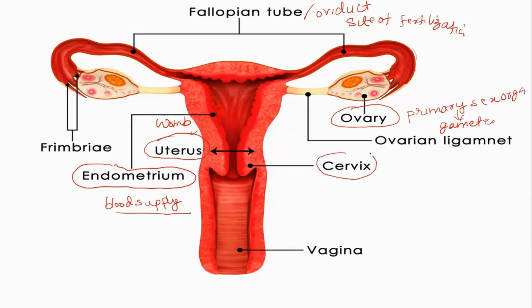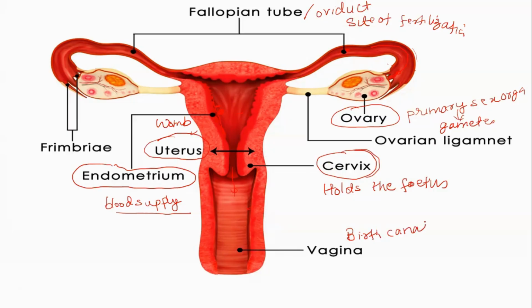Then comes the cervix. Cervix connects the uterus to the vagina. Cervix is a small muscular tube and it holds the fetus throughout the pregnancy period. The fetus is there in the uterus and the cervix is that small passage. The cervix leads to the vagina. The vagina is called the birth canal.